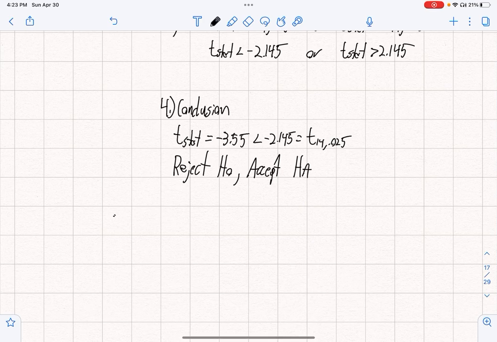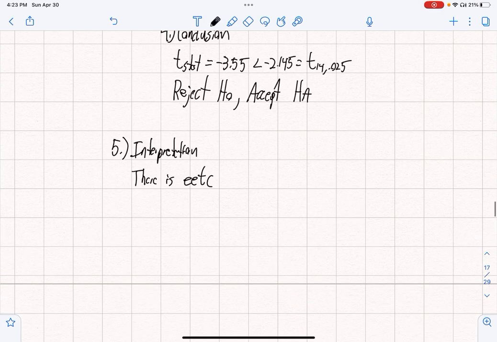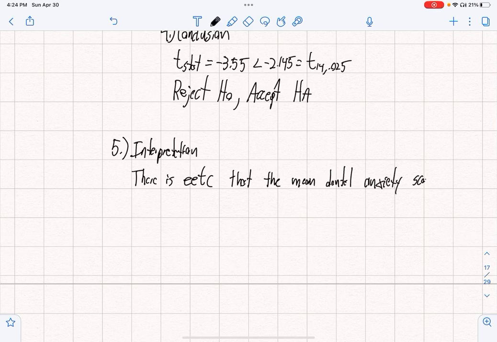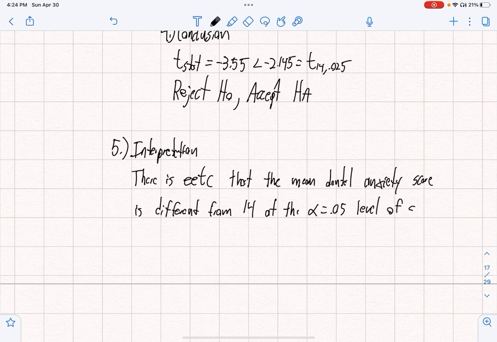Okay, interpretation. There is enough evidence to conclude that the mean dental anxiety score is different from 14 at the alpha equals 0.05 level of significance.